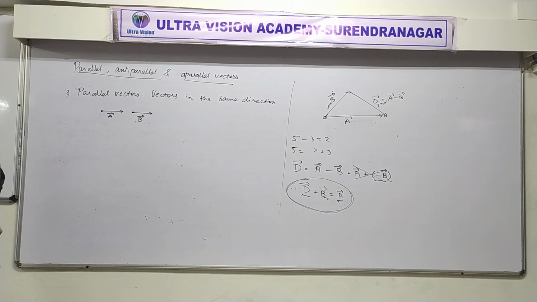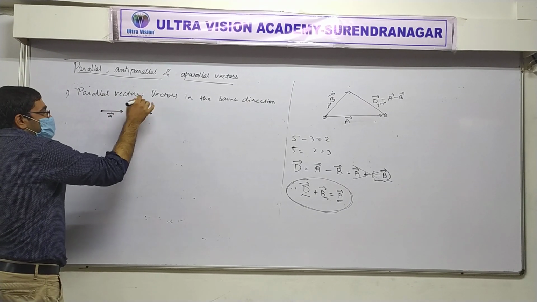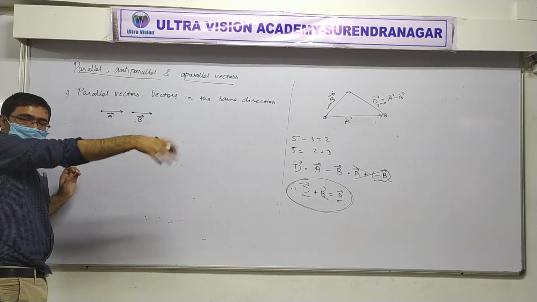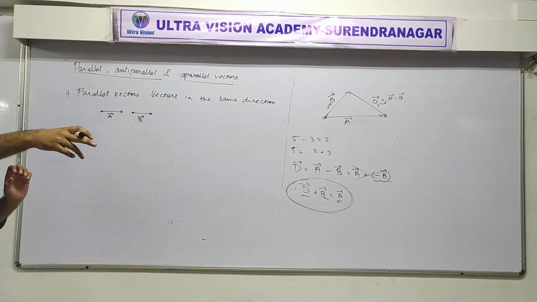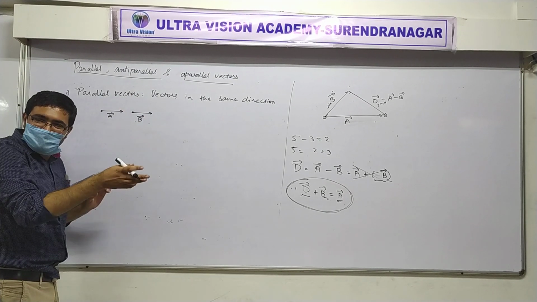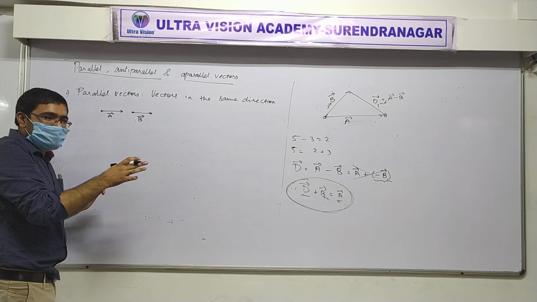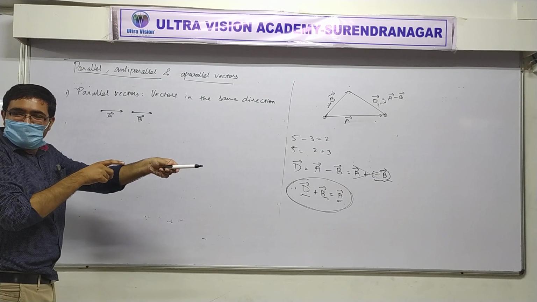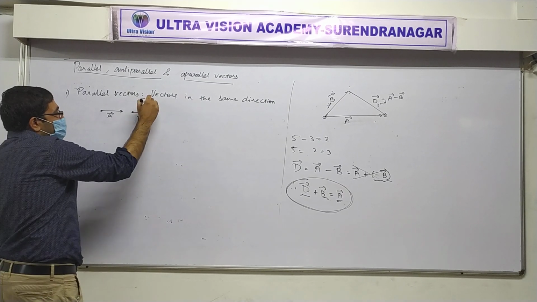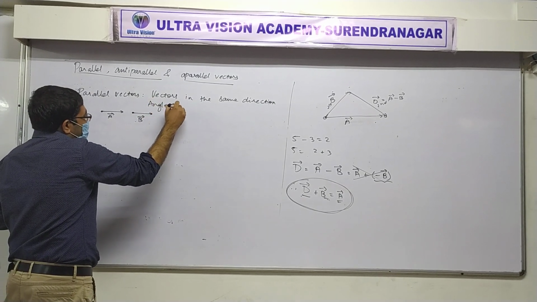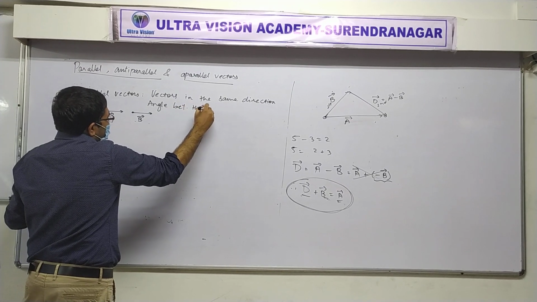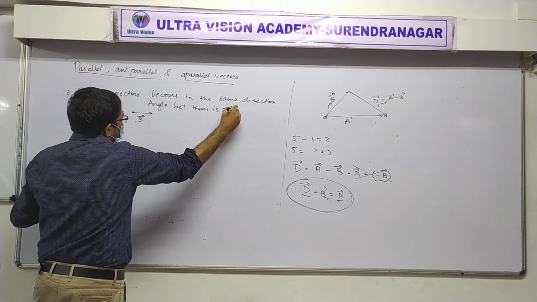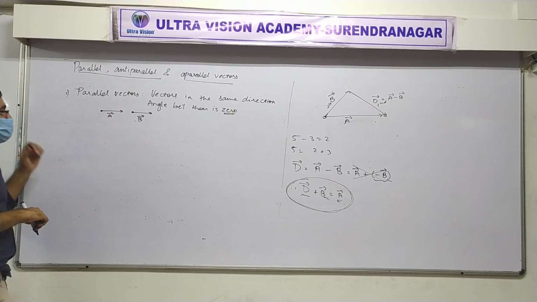So what will be the angle between the vectors? One vector is this way, second vector is this way. What is the angle between the vectors? Zero. Both are in the same direction. Angle between them is zero. Okay?